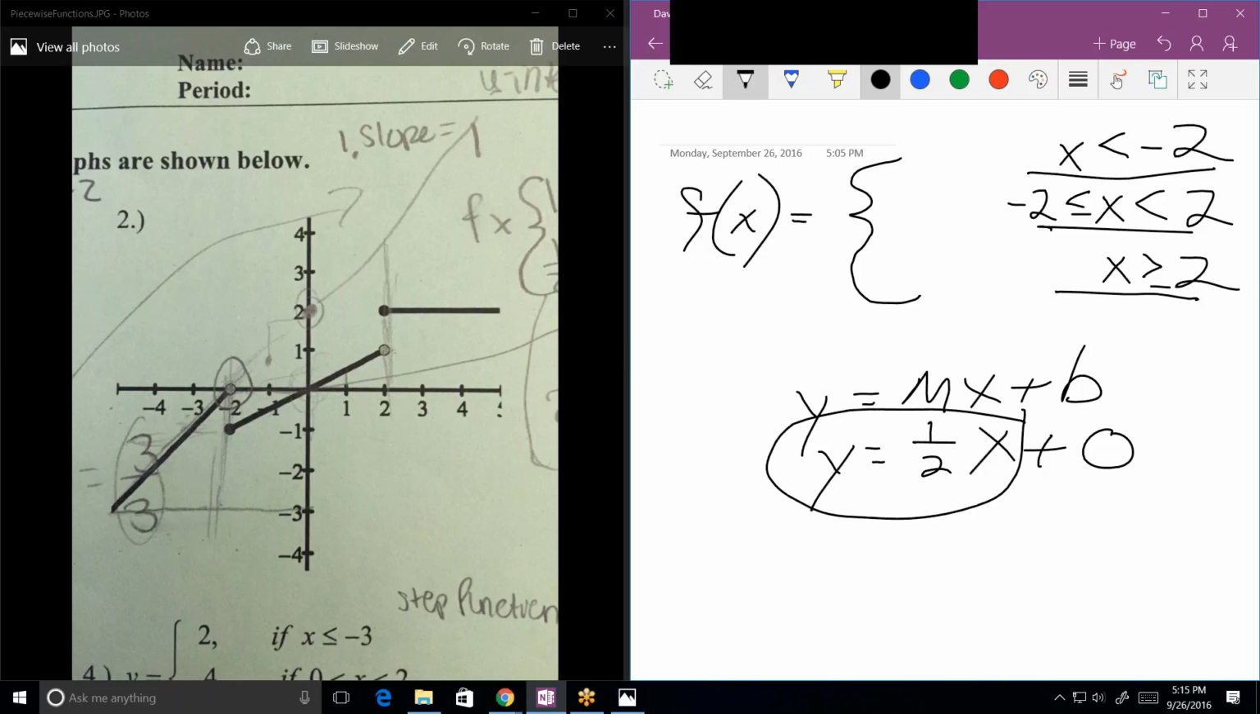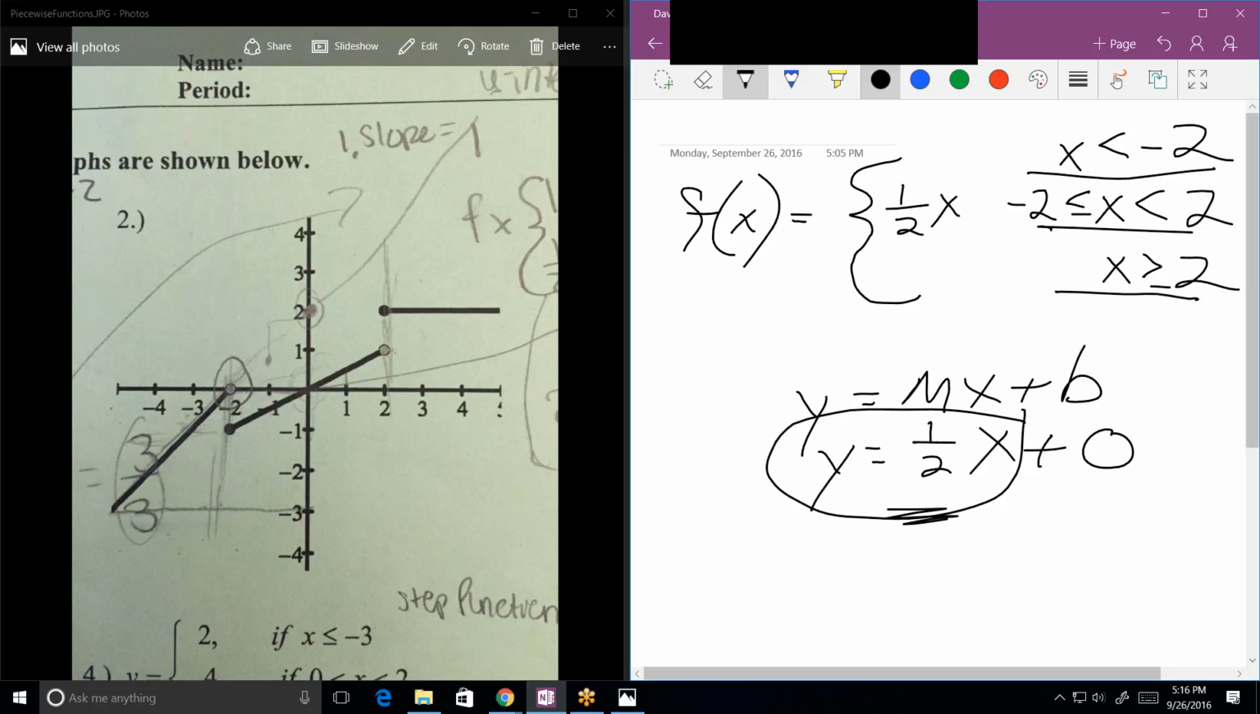I'm not going to write the 0. So f of x, which is the same as y, is equal to 1/2 x for that middle portion of the piecewise function. Okay. Now, let's go to the one on the far left.